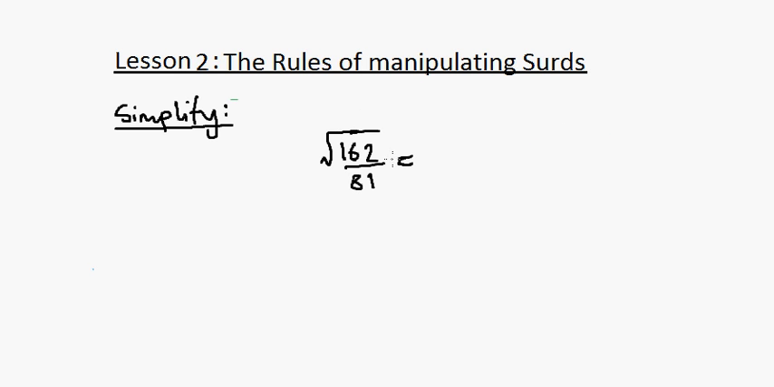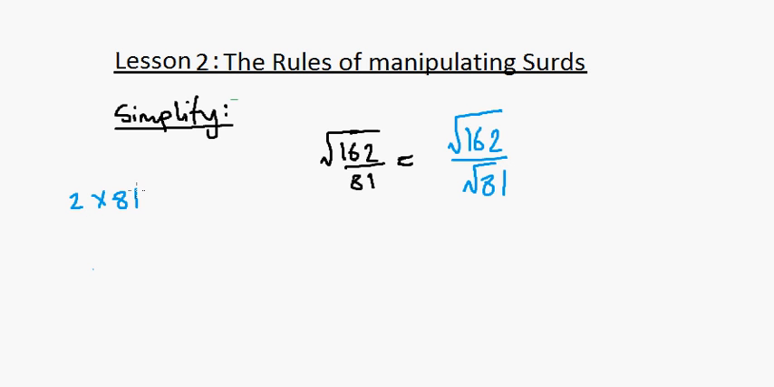Okay, so now we have a mixture of the first rule and the second rule. So let's give it a try. Let's write it in the form 162 over the square root of 81. Now let's write down here on the side the factors of 162. So 2 times 81, which is the same as 162.